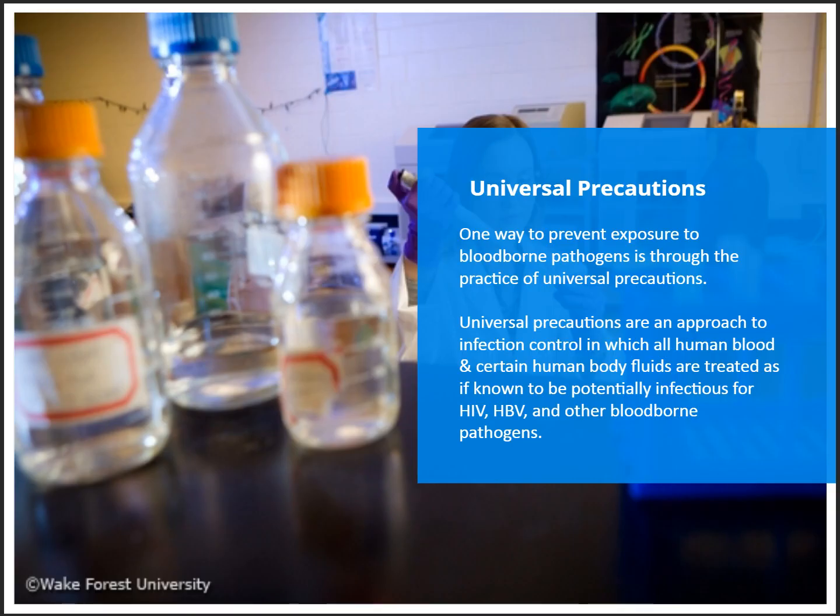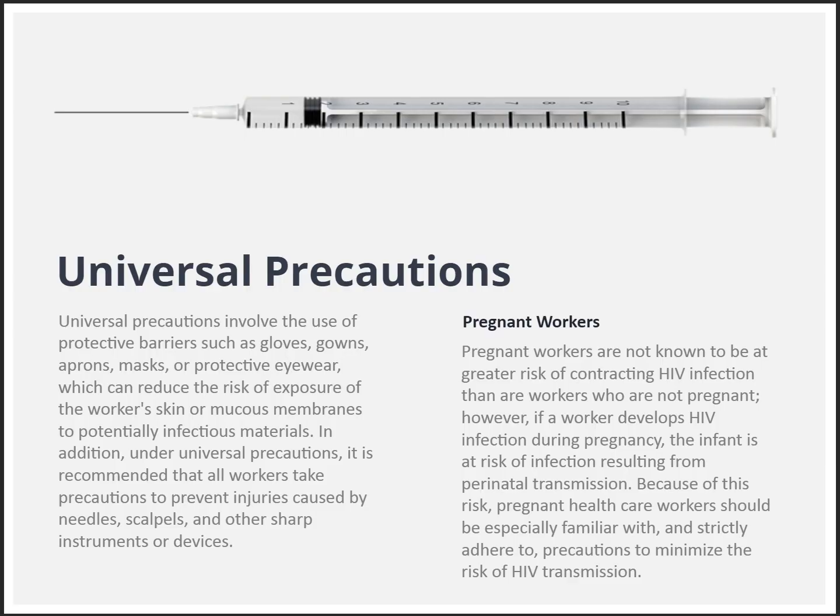Control measures. One way to prevent exposure to bloodborne pathogens is through the practice of universal precautions. Universal precautions are an approach to infection control in which all human blood and certain human body fluids are treated as if known to be potentially infectious for HIV, HBV, or other bloodborne pathogens.